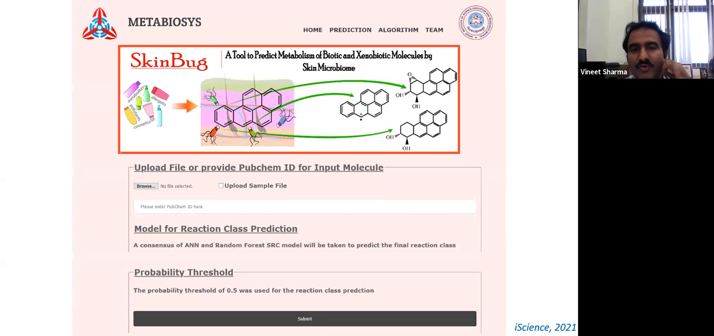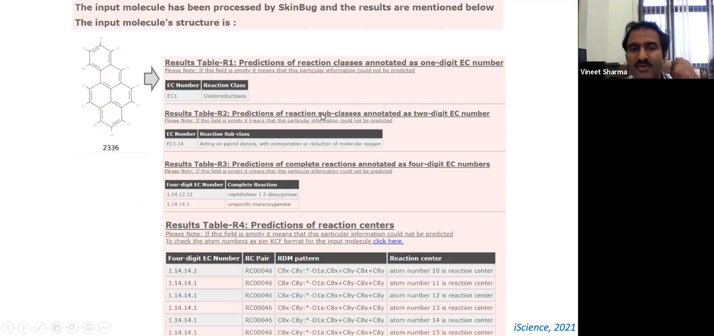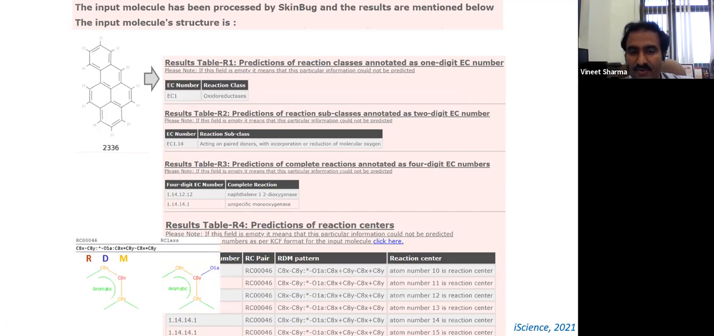So this is Skinbug. You can upload your file or enter the PubChem ID of your molecule, and for example this one, it tells you that this belongs to oxidative. The exact enzyme is this one, but this is the broader molecular class. This could be important because sometimes you are interested in what class of enzymes can act on this molecule, to be more comprehensive or broad. And then the exact reaction centers where those enzymes are likely to act, using that RDM.